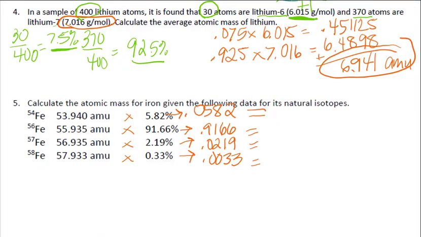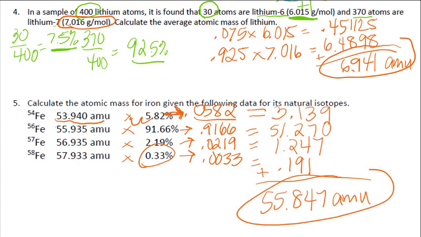Okay, for the next one, we're calculating the atomic mass for iron, given the data for its natural isotopes. And there's 4 different isotopes. We're given the percentages. So first thing I did was made my percentage into a decimal. Be very careful with this part. Remember, we move the decimal back 2 spots to make the decimal. And it's easy to mess up on these little percentages by not having enough zeros. Then we're going to multiply the AMU for the isotope times that percentage as a decimal. Let's get our 4 answers and add them up.